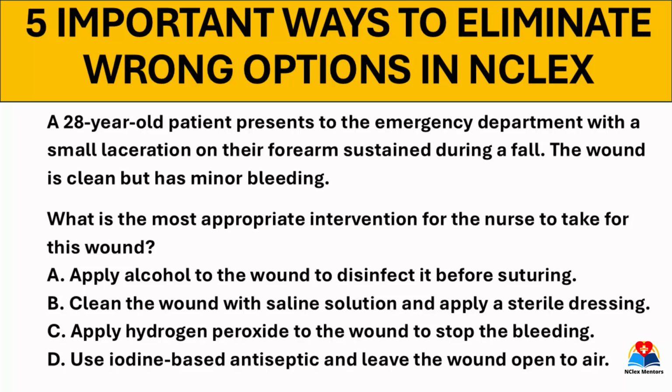The options given to you on the screen are: Option A, apply alcohol to the wound to disinfect it before suturing. Option B, clean the wound with saline solution and apply a sterile dressing. Option C, apply hydrogen peroxide to the wound to stop the bleeding. Option D, use iodine-based antiseptic and leave the wound open to air. Let me reveal the right answer of this question. If you need more time, you can pause the video as well.